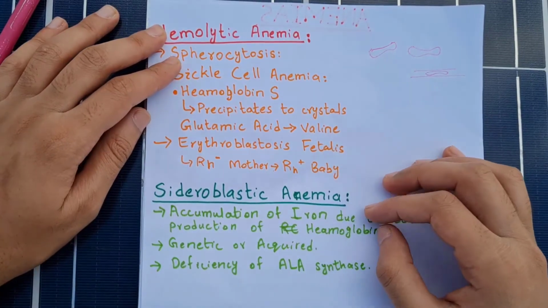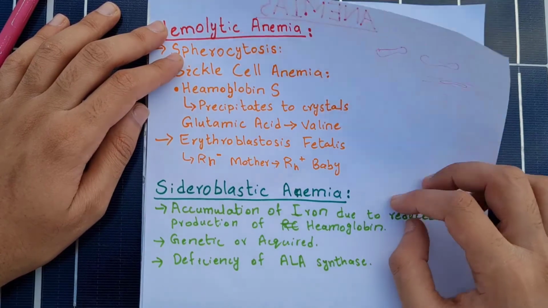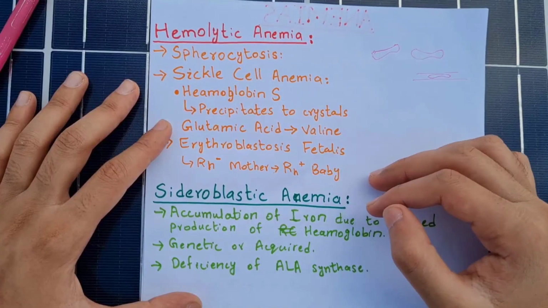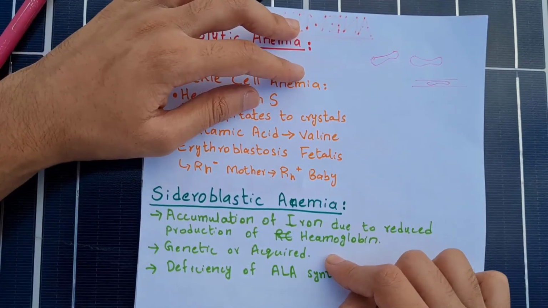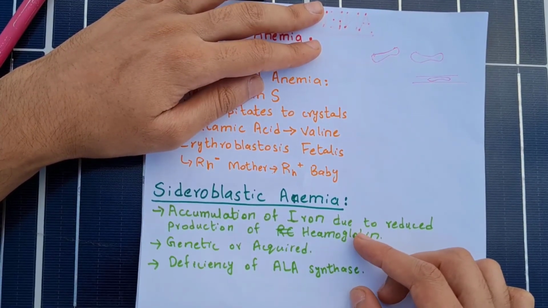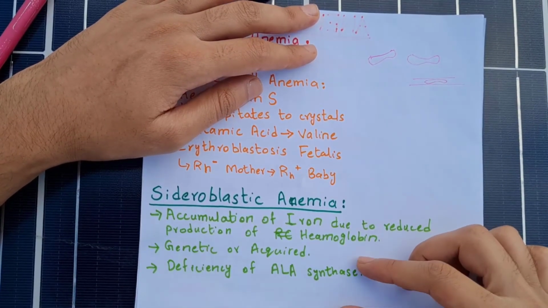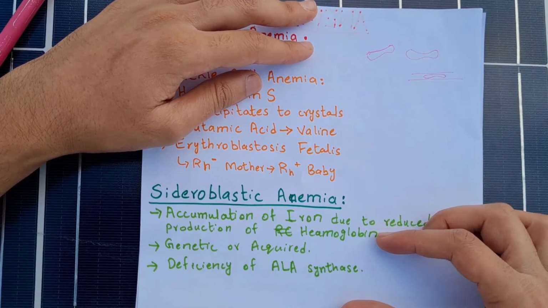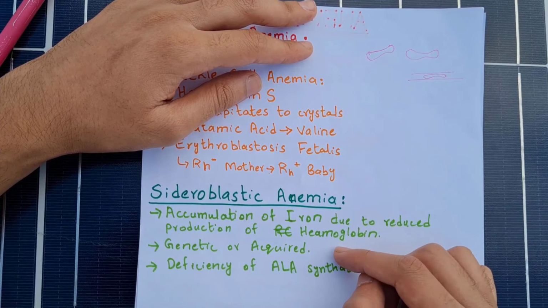Now let us discuss another class of anemia known as sideroblastic anemia. As in the case of hypochromic anemia, there was a decrease in the iron content of the RBCs. However, in sideroblastic anemia, the condition is inverted. That is, there is an accumulation of iron in RBCs in sideroblastic anemia. But why? This condition happens due to a reduced production of hemoglobin. There are many types of sideroblastic anemia on the basis of the cause of reduced production of hemoglobin.